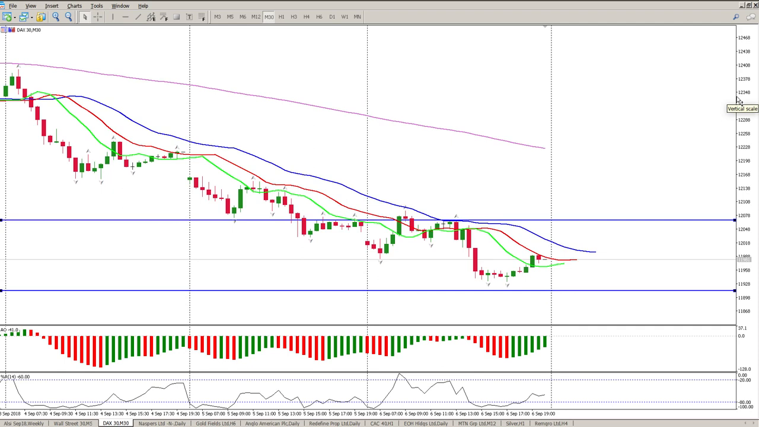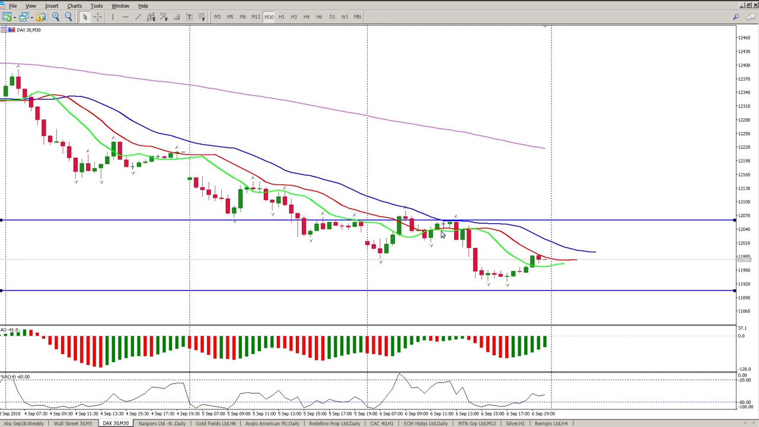What I suspect happens today is we range, purely because we have non-farm payrolls today, so we've got data coming out. Asia is slightly down at the moment, so let me just pick up where the DAX futures are right now. DAX futures are sitting at 11,956.